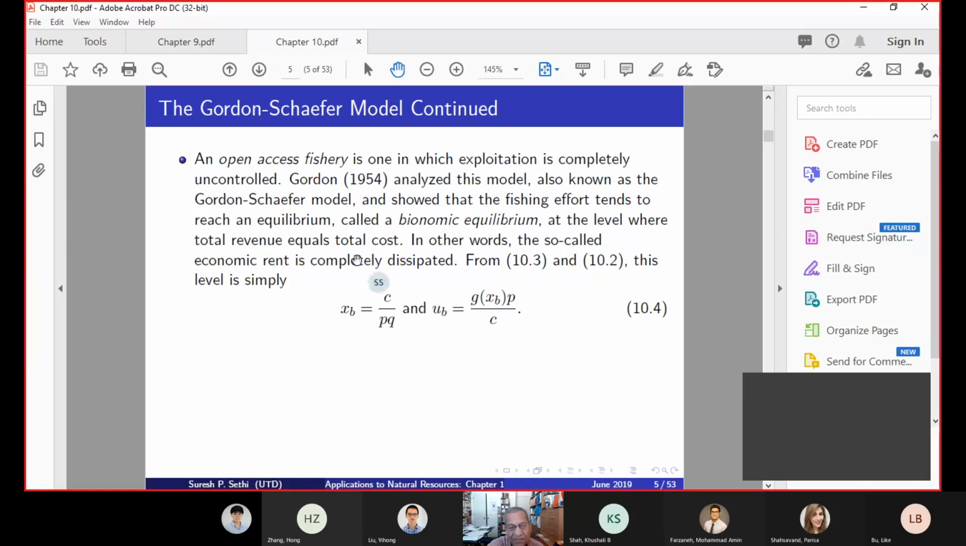This is called the bionomic equilibrium. It is an equilibrium at which the economic rent is completely dissipated. And this is the equilibrium that will be attained if the fishing is left completely open. So if there's open fishing, everybody can go and fish, and there are no government regulations like the one that I remember going on the yacht. Then eventually the fish will settle at bionomic equilibrium and nobody will make any money anymore. That's it, end of the money making. This is the concept of bionomic equilibrium that was done by Gordon Schaefer.